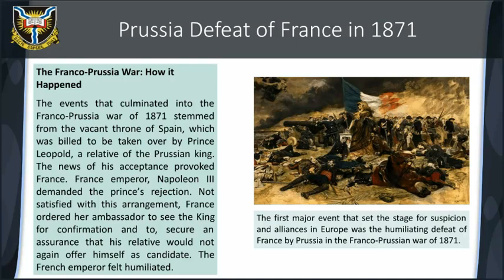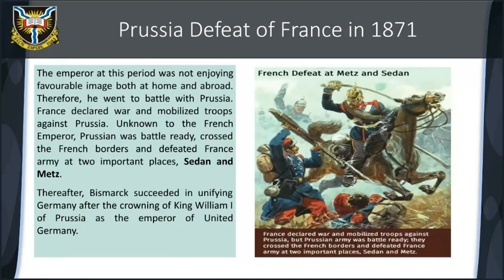Not satisfied with this arrangement, France ordered her ambassador to see the king for confirmation and to secure an assurance that his relative would not again offer himself as candidate. The French emperor felt humiliated. The first major event that set the stage for suspicion and alliances in Europe was the humiliating defeat of France by Prussia in the Franco-Prussian War of 1871. The emperor at this period was not enjoying a favorable image both at home and abroad. Therefore, he went to battle with Prussia.